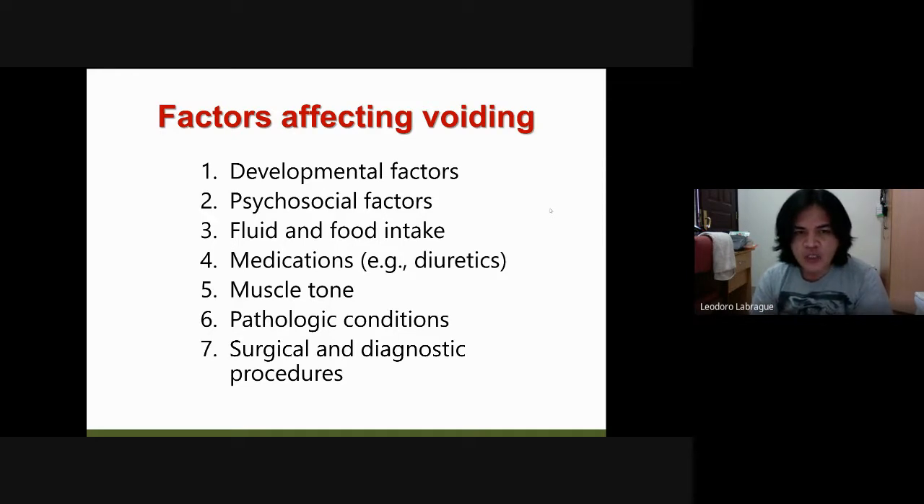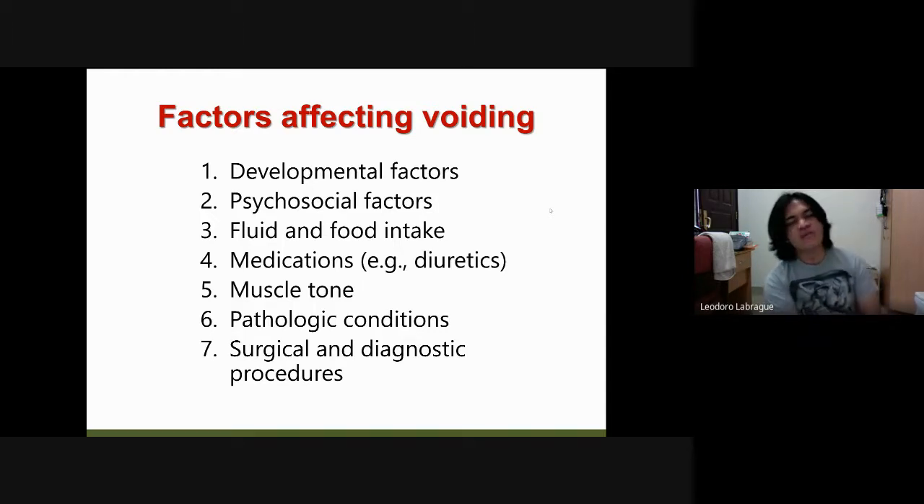Now, how about medications? How do medications affect urination? There are some medications that can actually increase the amount of urine production. One of the most common examples of medications that increase urine formation is diuretics. Diuretics are given in patients with cardiac conditions. The function of diuretics is to increase urine production, so the patient keeps on urinating and urinating.